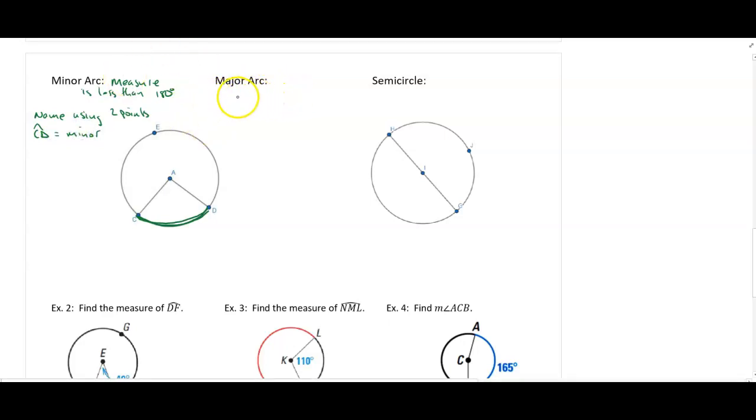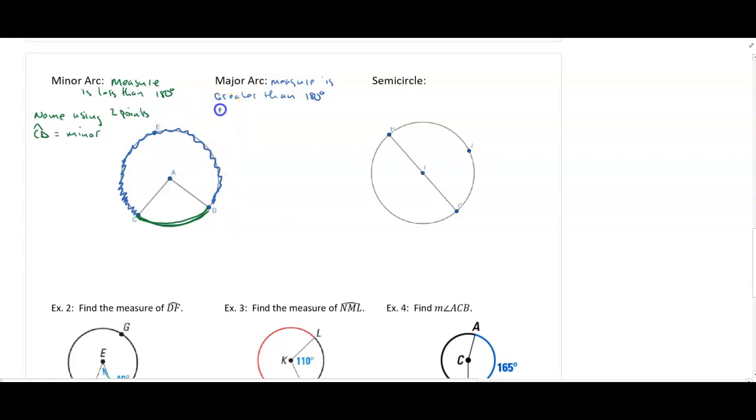Next, a major arc, right, is an arc whose measure is greater than 180 degrees. Okay, remember, a full circle is 360 degrees, right? A half circle is 180 degrees. So when we look at this, if I look right here, this arc would be considered a major arc.